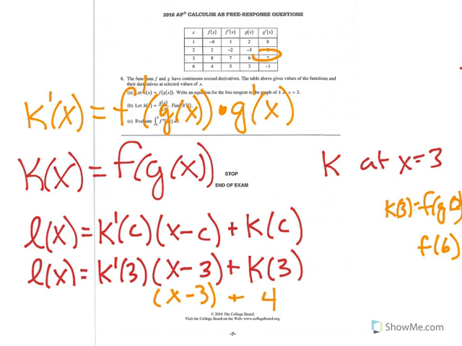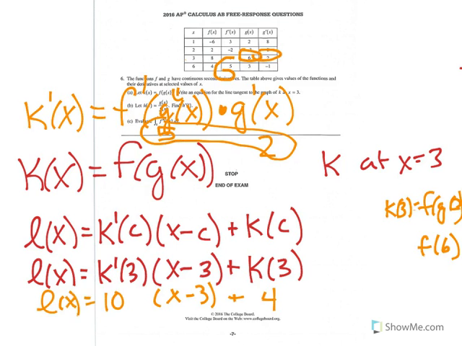So I'm going to write that down. G prime of 3 is 2. Now I need g of 3 to find this piece. G of 3 is 6. And now I need f prime of 6, which is 5. So this part is 5. Now I'm doing the 5 times the 2 to get 10. So there's my local linear line there.